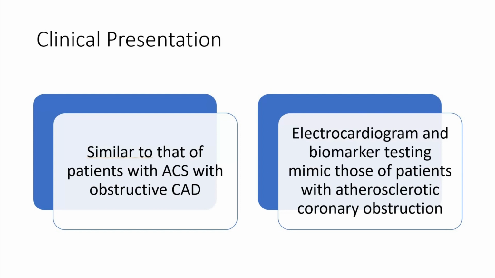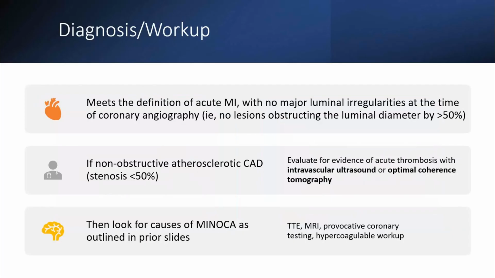And electrocardiogram and biomarker testing mimic those of patients with atherosclerotic coronary obstruction. So the diagnosis and workup. When a patient comes in and they meet the criteria for acute MI, but with no major luminal irregularities at the time of coronary angiography, such as there are no lesions obstructing the luminal diameter by greater than 50%, then the patient can be diagnosed with MINOCA.